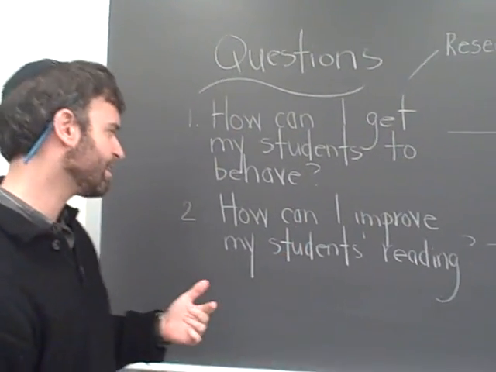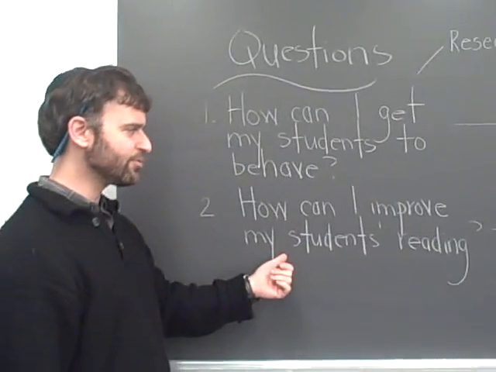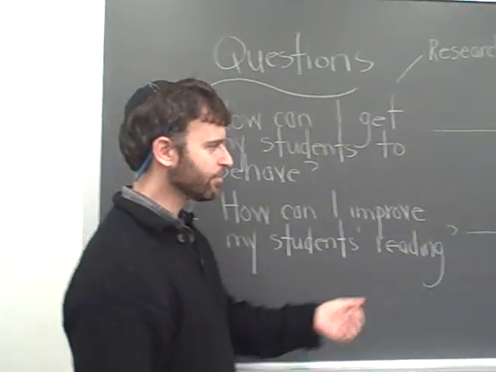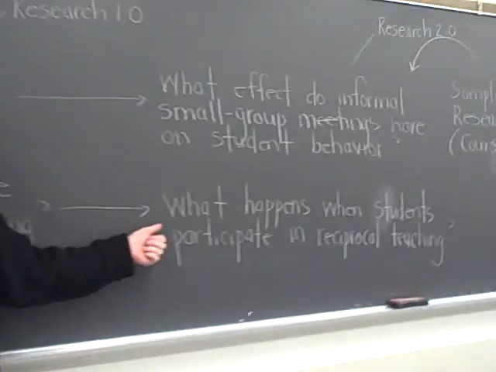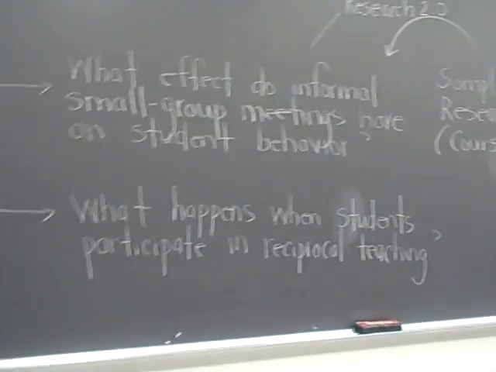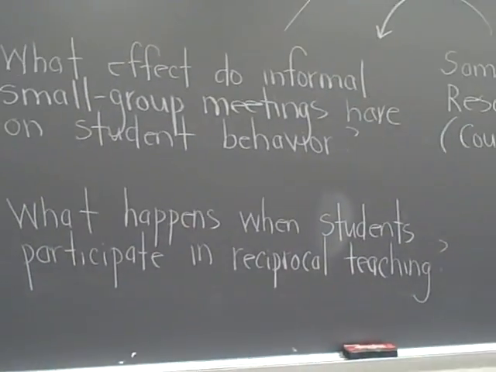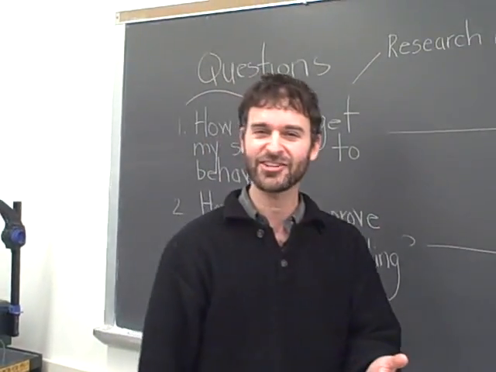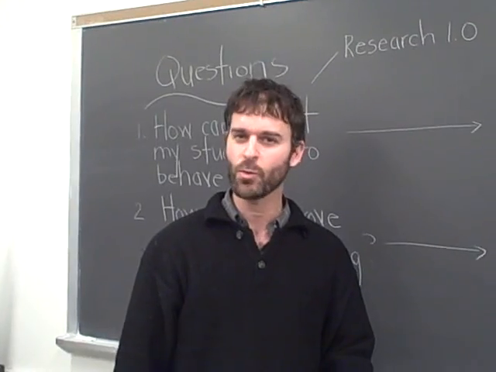So let's take a look at the second example. How can I improve my students' reading? Again, authentic and worthwhile, but hard to measure. You add an intervention and you get what happens when students participate in reciprocal teaching. So of course, the good researchable question requires that the researcher actually figures out an intervention that they want to try.